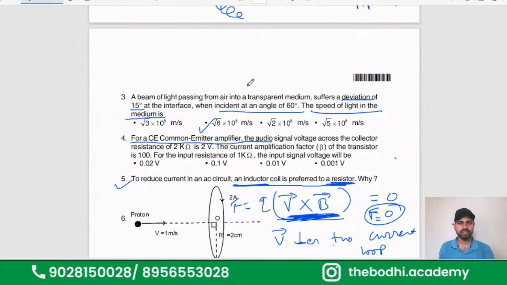I'm waiting. Not yet. Please, someone. Anyone? No one says. Try. You have sufficient time. Try. Okay, I have one. Who said this? Okay, Jonathan. So sin i by sin r is equal to what? Is equal to mu, right? Refractive index.